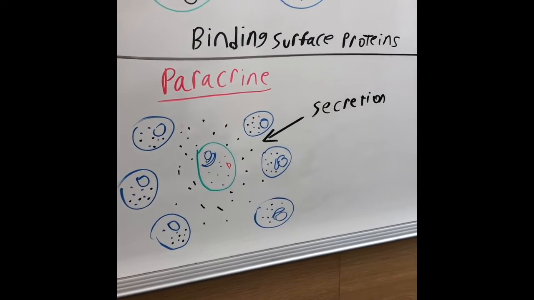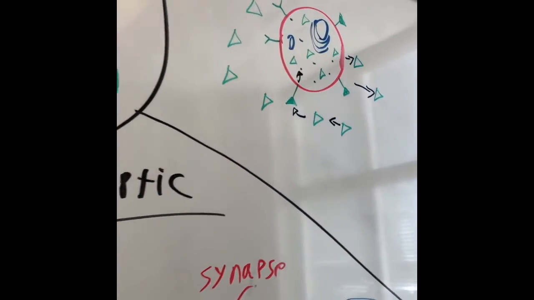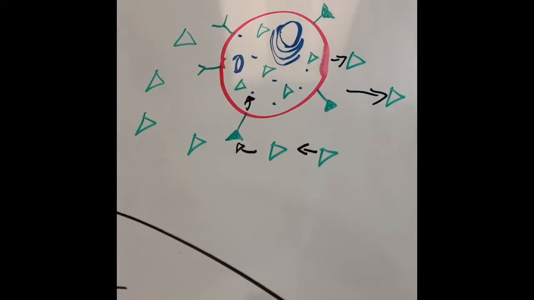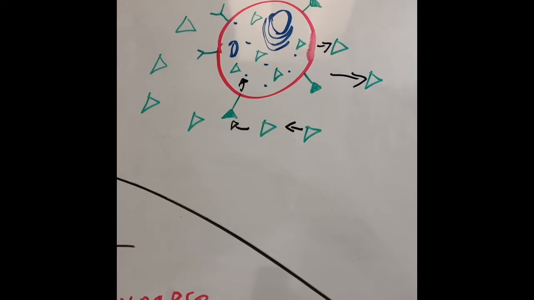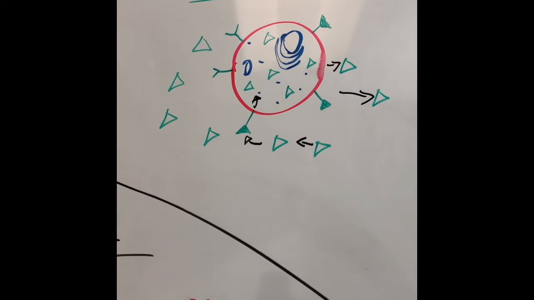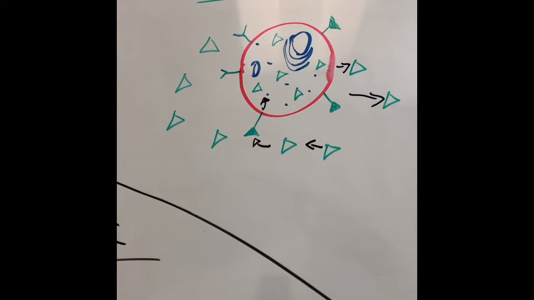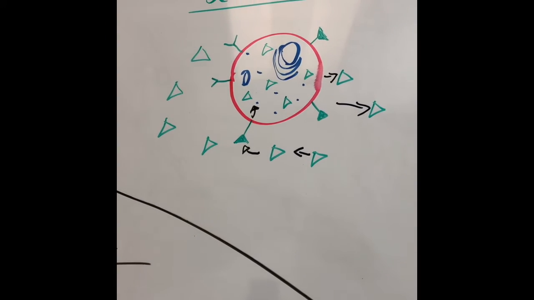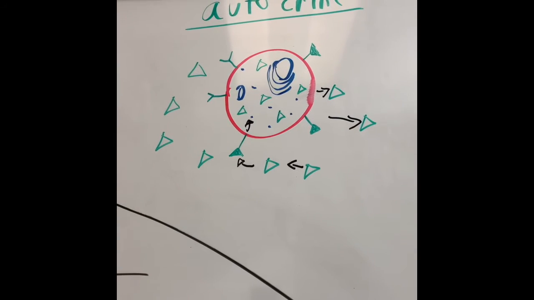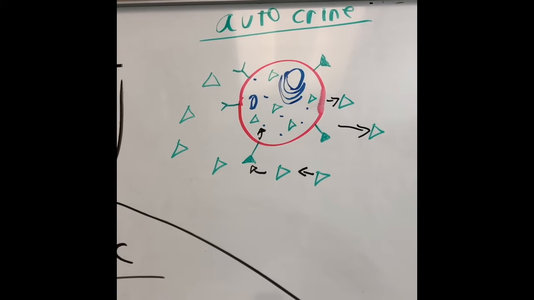Alright, then the next one is autocrine. My fancy little drawing right there. Autocrine is basically a cell signals itself. So like in this example, a cell has those little triangle enzymes and it pushes those out. Then the triangle enzymes come back and bind to that protein receptor, and then it causes a change inside the cell. And that's basically what autocrine is.